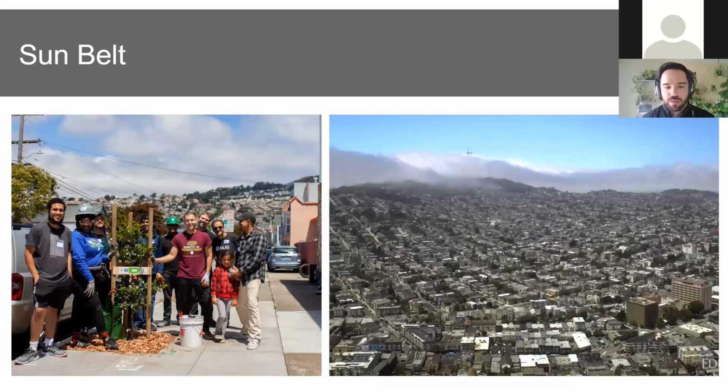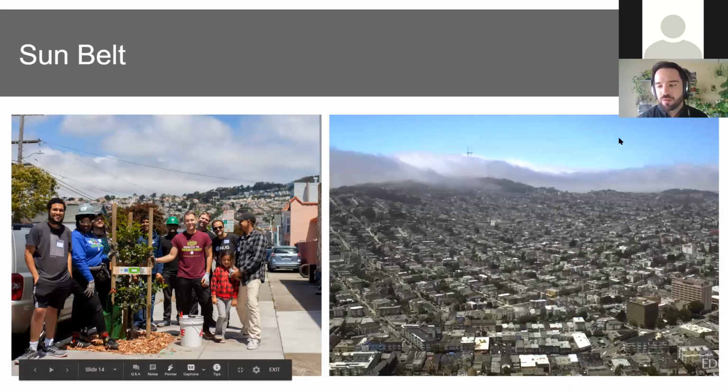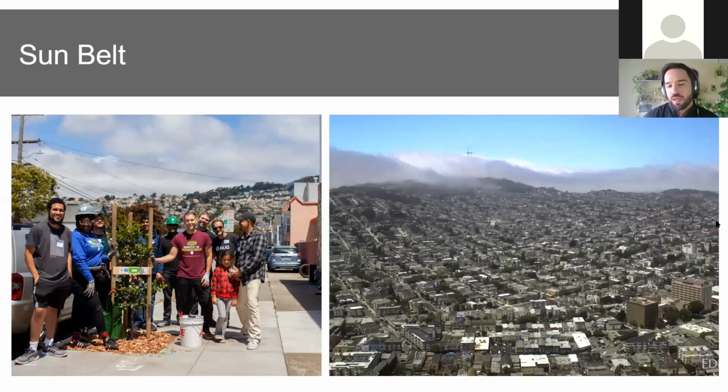Lastly, we have the Sun Belt. So this picture on the right, I think really encapsulates that. I believe this picture is from Bernal Hill looking west. And you can really see that that thick fog layer just gets trapped by Twin Peaks. And that leaves this really nice sun-drenched basin that we can plant a lot of trees in.